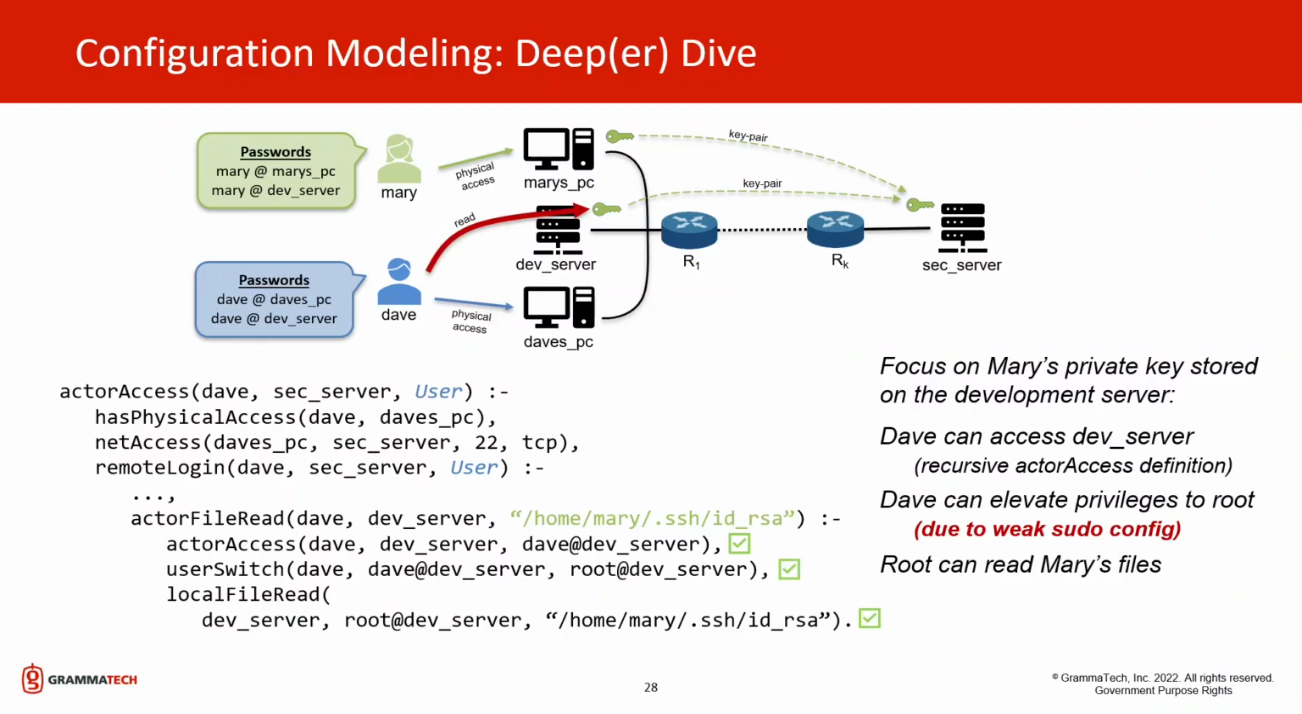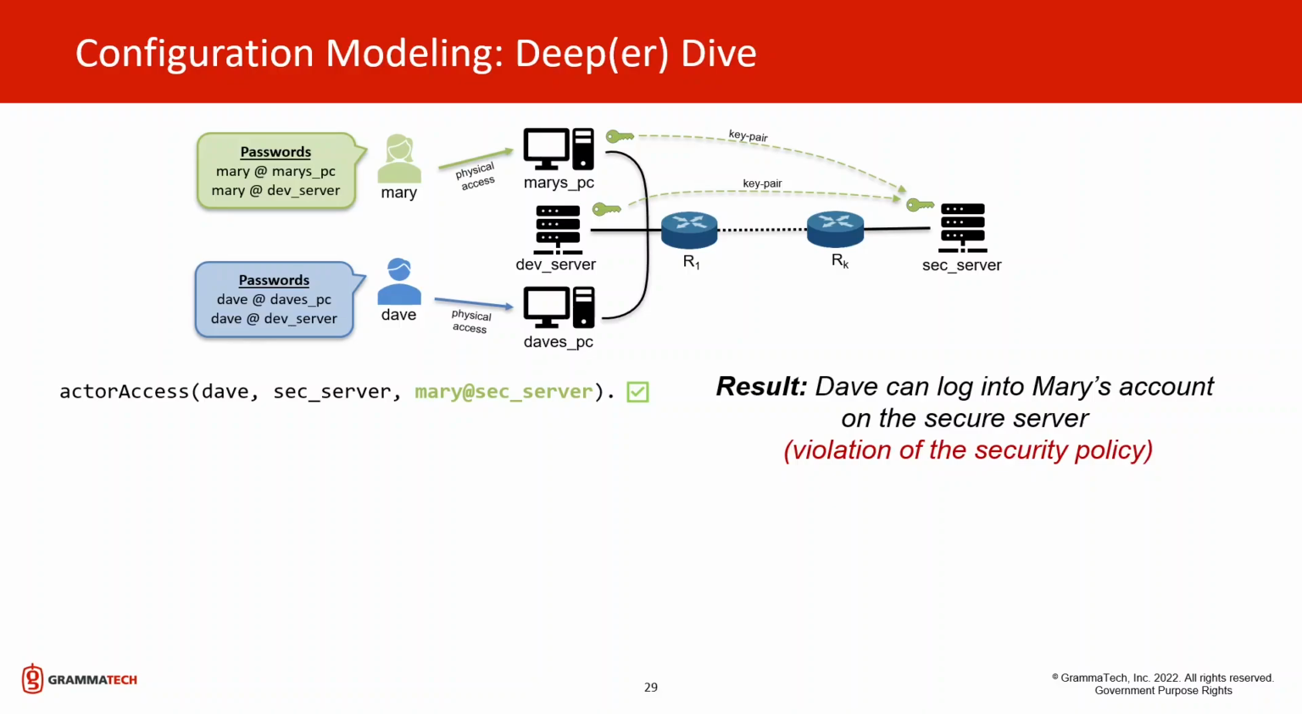To check that, the actor file read predicate establishes that Dave is able to access the development server, that he is able to impersonate the root there due to weak sudo configuration, and that as root he is able to access Mary's private files. So, in the end, our original query is satisfied, showing that Dave is able to log into Mary's account on the secure server, violating the security policy.